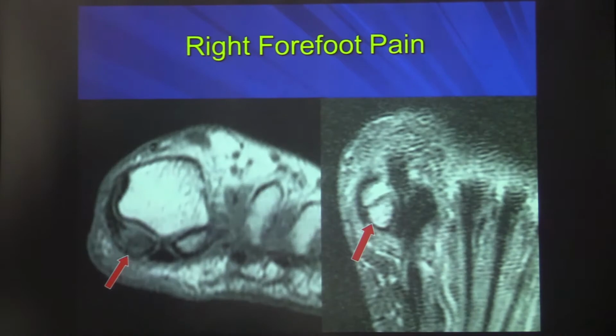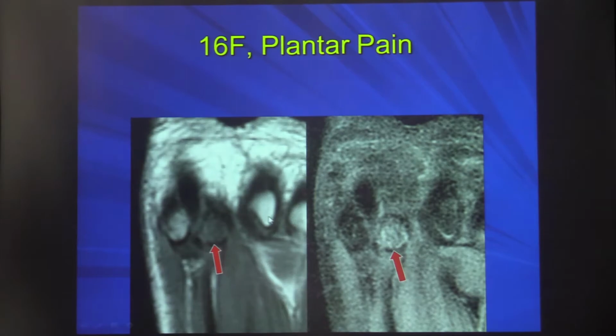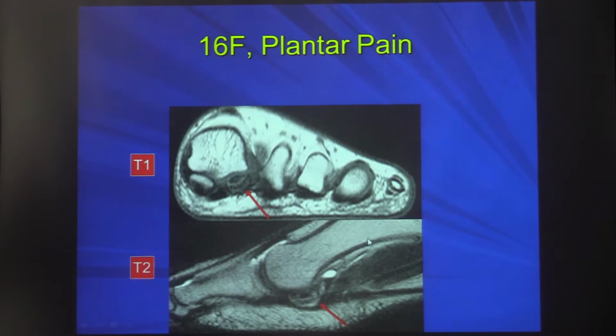This is an unusual case, a patient with right forefoot pain, and you can see that there is low signal intensity on T1, high signal intensity on T2, again with a bipartite sesamoid. In this 16-year-old, we have low signal intensity on T1 in the fibular sesamoid, very mild osseous edema on T2, and other findings suggesting osteonecrosis with serpiginous low signal intensity lines within the sesamoid. This is a sagittal fast spin echo T2, similar finding, and the sesamoid will ultimately appear quite sclerotic on radiographs.